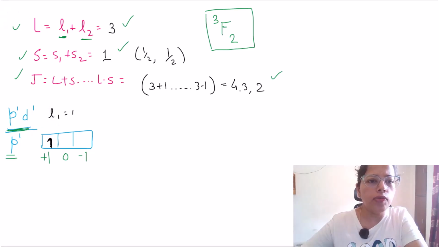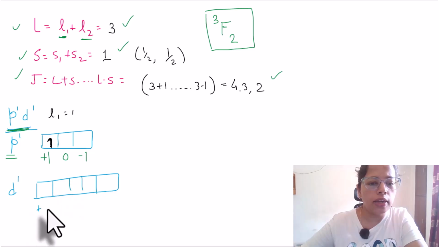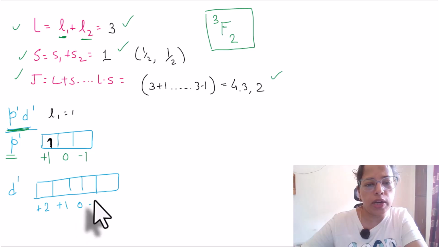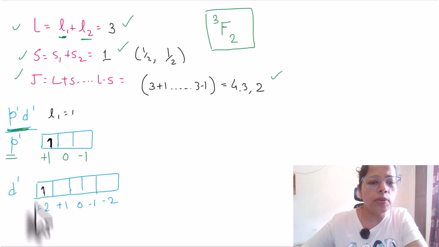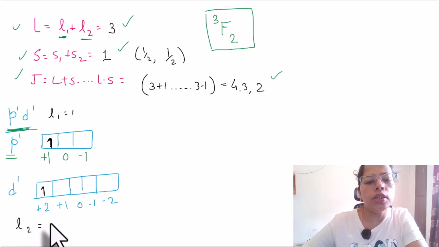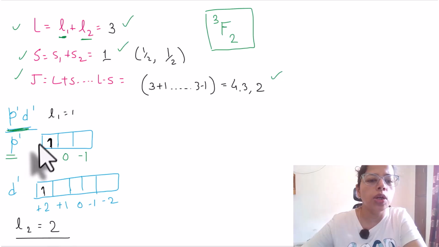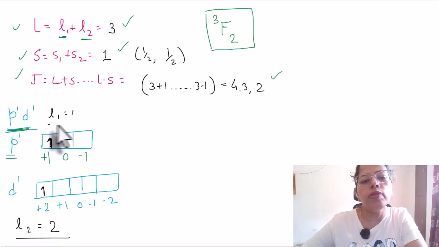Now similarly, if we write something for D1 configuration with 1 electron, D1 has the magnetic quantum numbers ranging from +2, +1, 0, -1 and -2. So the electron can sit anywhere. Let's suppose it's sitting here, and the L2 value corresponding to the D1 configuration is 2, since it's a D1 configuration. So L2, the azimuthal quantum number, is 2, and the azimuthal quantum number for P1 is L1.